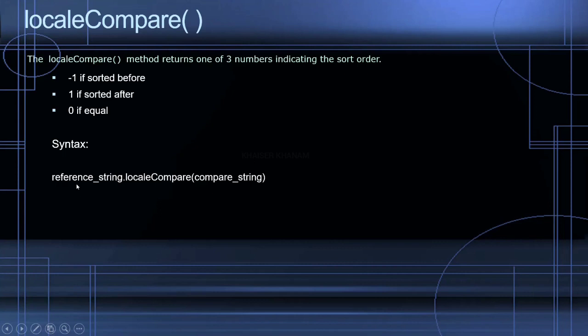And this will be the syntax: reference string, localeCompare. Inside this I have to give the compare string, with whom I want to compare. Suppose I am having these 2 examples. A is equal to ABC and B is equal to DEF. So first if I compare A with B, A will be sorted before, so I will get the result as -1. If I give B localeCompare A, then B is sorted after, so I will get 1. If I give B localeCompare B, then I will get the result as 0.